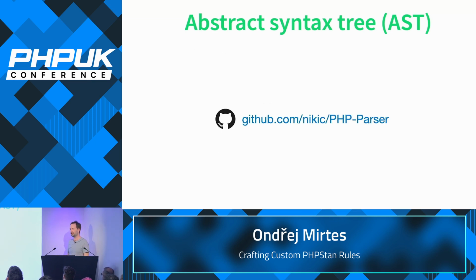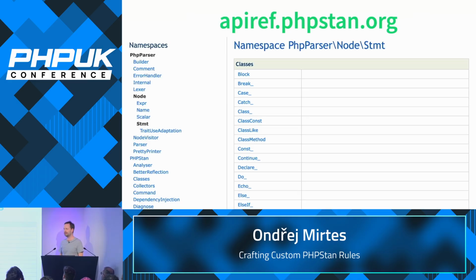This is the library that PHPStan is using for representing the AST. It's from Nikita Popov. It's called PHP Parser. And you don't need to look at the classes in your IDE. You can visit the API reference at reference.phpstan.org, and here's generated documentation for the PHPStan API, but also for the PHP Parser API.